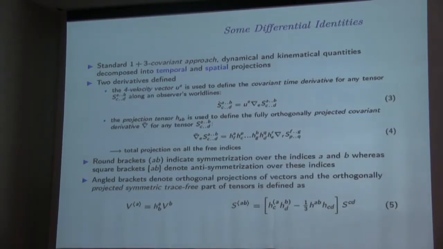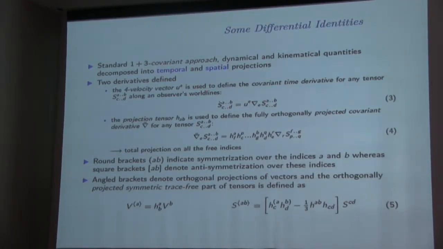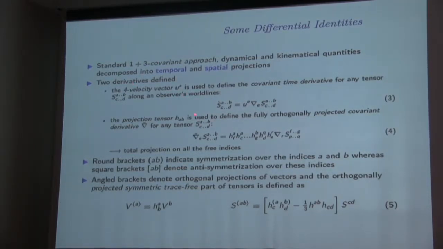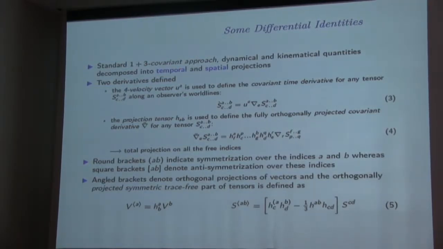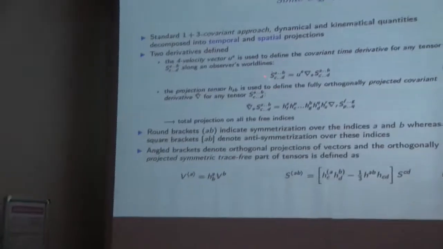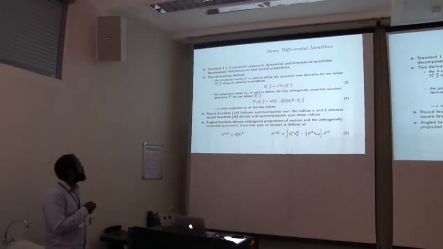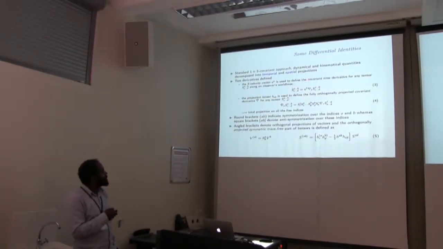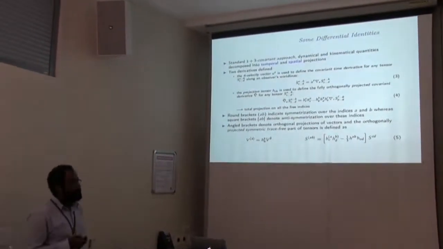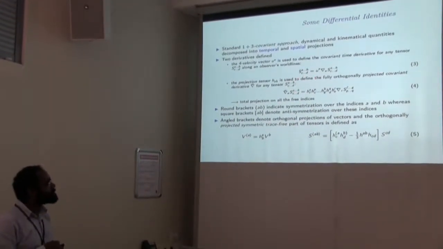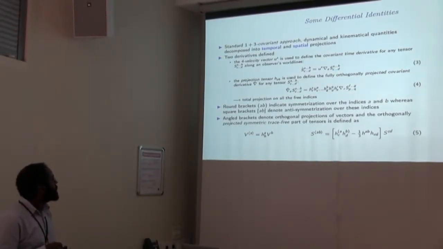I'll just give you some description of the 1+3 covariant approach, where the dynamical and kinematic quantities are decomposed into spatial and temporal components, and we have two types of derivatives involved in the field equations that we're going to see in a second. We have the time derivatives of tensorial quantities defined in this manner, projected with respect to the four-velocity vector. We have the projection tensor h_ab that will define our spatial derivatives of tensors in this manner.